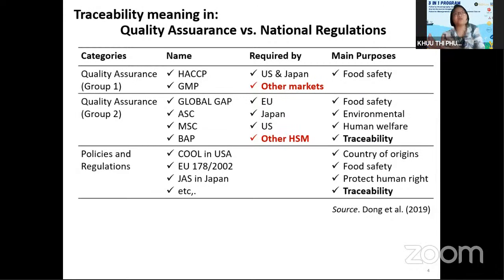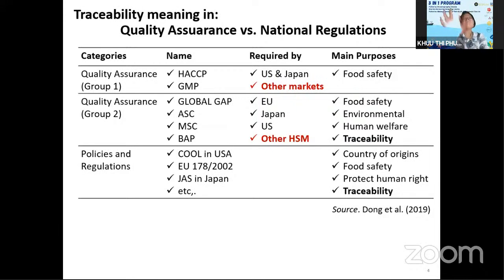But from the producer's perspective, please consider that we have two groups of quality assurance. The first group is only focused on food safety, but the second group focuses not only on food safety but also on environmental issues, human welfare, and traceability.